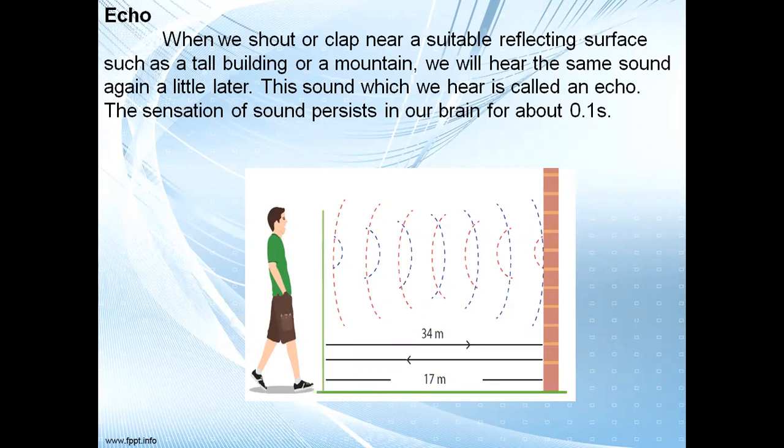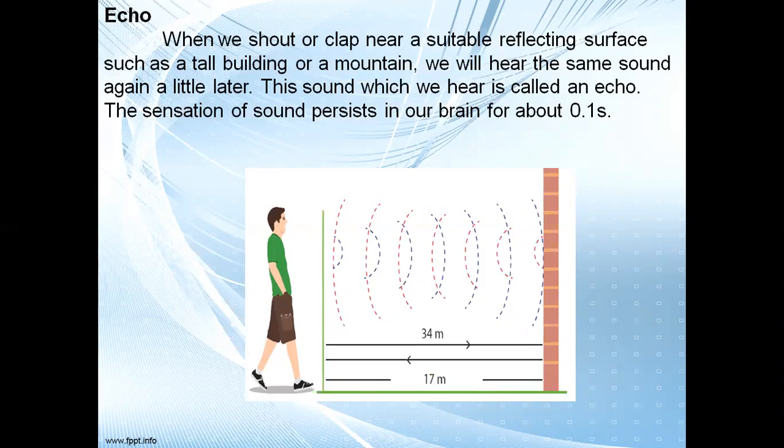When we shout or clap near a suitable reflecting surface such as a tall building or a mountain, we will hear the same sound again a little later. So this sound which we hear is called an echo. When we produce any sound, the sound after reflection comes back to us as the same sound, that is called an echo.